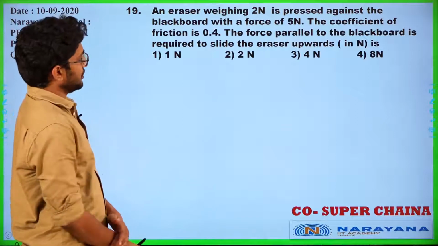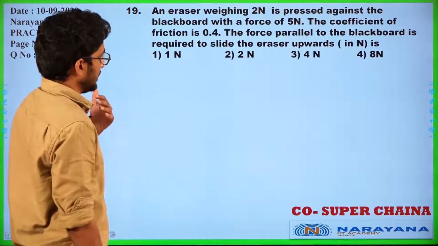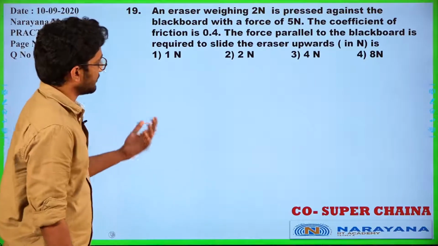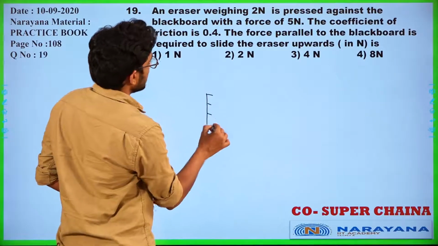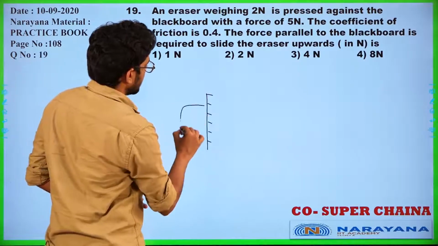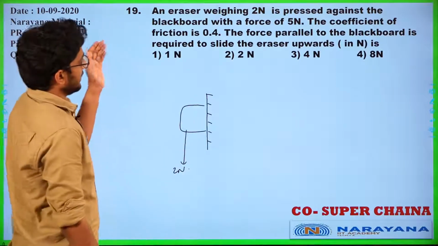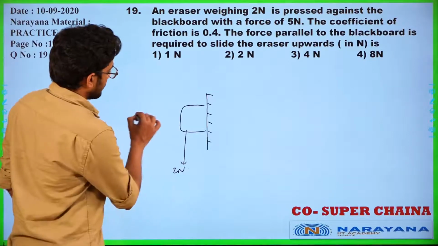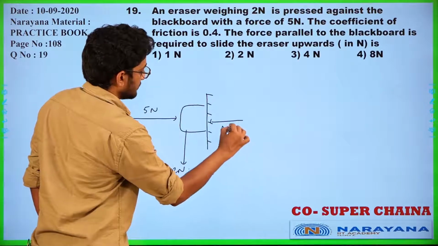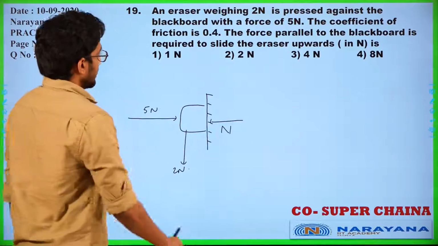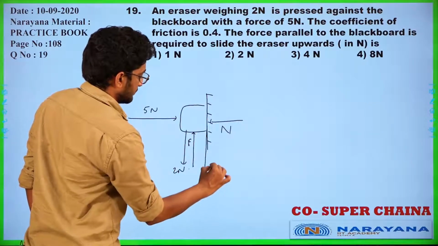An eraser weighing 2 newtons is pressed against the blackboard with a force of 5 newtons. Coefficient of friction is 0.4. Force parallel to the blackboard required to slide the eraser upwards. Just a similar question. So this time the eraser is weighing 2 newtons. So it has its weight 2 newtons. And it is pressed against the blackboard with a force of 5 newtons. So which means normal acting should be 5 newtons. And now again I need the force that should be applied in upward direction so that it can move upwards.